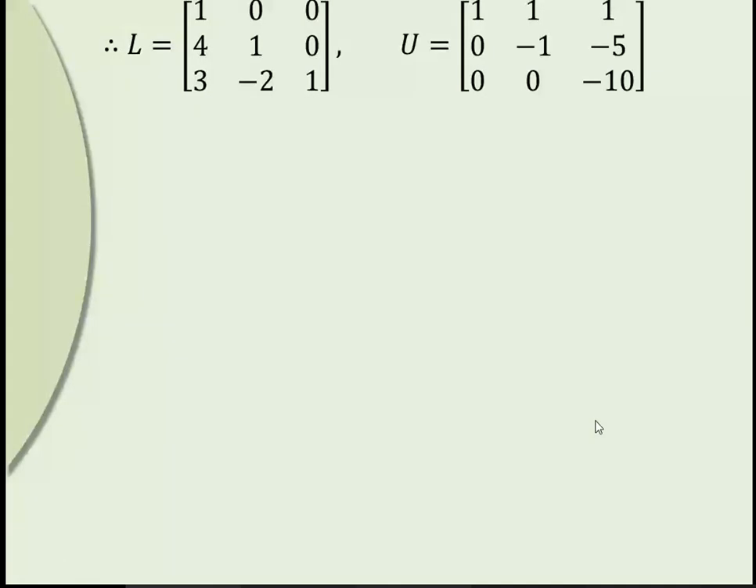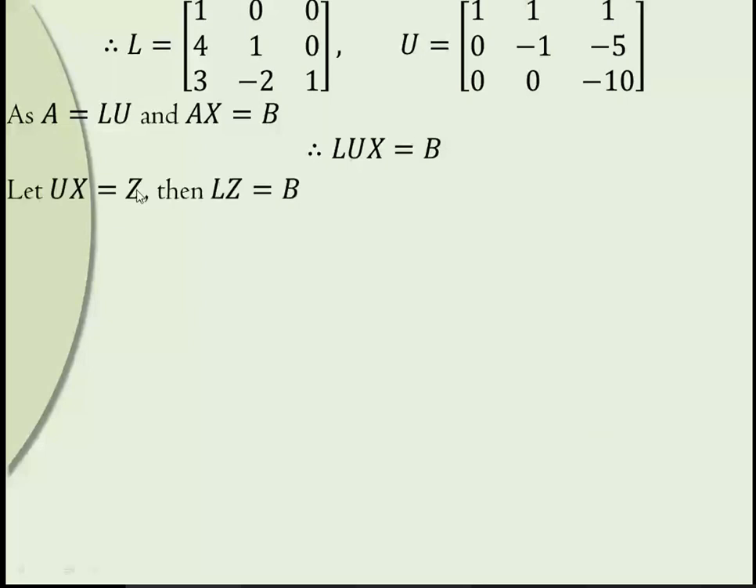And now use the formula of A as L into U. Write down the equation in terms of Z, simplify it, and put the value of Z to get the X term. So we are using A into X equal to B, but A is L into U. So it is L into U into X equal to B. Take UX equal to Z. So L into Z equal to B. We know what L is.